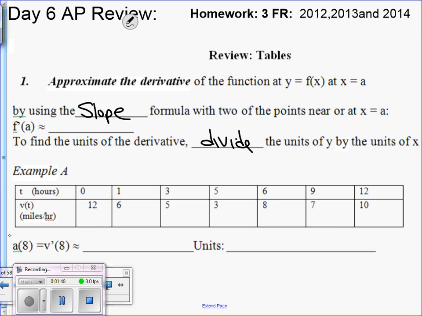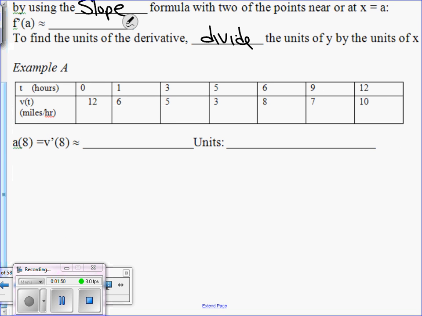So let's say we're given a chart of values. We're told the velocity at particular times. We're given the velocity for certain times, and they ask us to approximate the acceleration when t equals 8. And we know acceleration is the derivative of velocity. So if we want to approximate the derivative of velocity at t equals 8, we're going to use the slope formula. And what points do you think we should use?